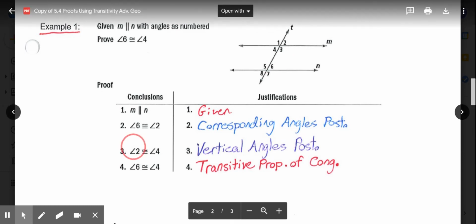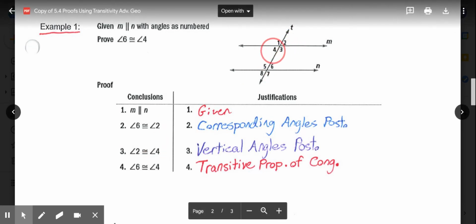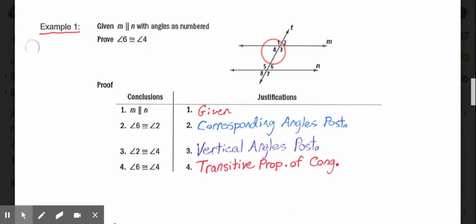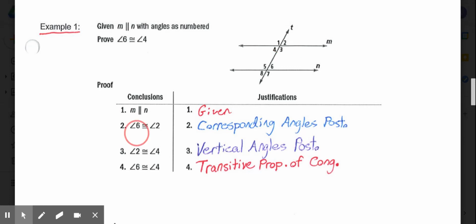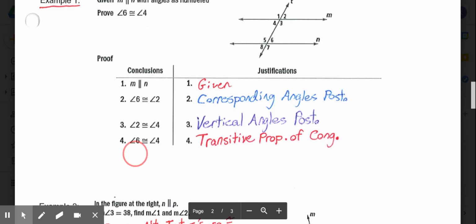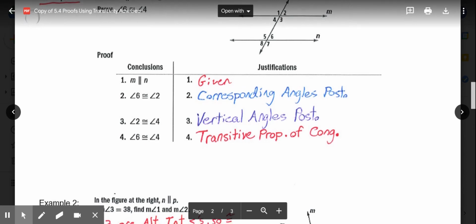Then we have angle 2 is congruent to angle 4. So how did they state angle 2 here congruent to angle 4 here? Well, that goes back to another postulate, the vertical angles postulate. The vertical angle postulate states any pair of vertical angles, so opposite sides of an x, like 2 and 4, are congruent. So now we know 6 is congruent to 2, and 2 is congruent to 4. So by the transitive property of congruence, we can state angle 6 is congruent to angle 4.